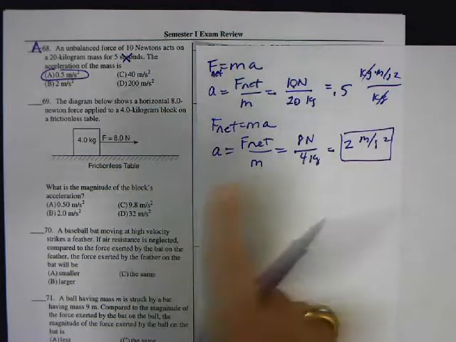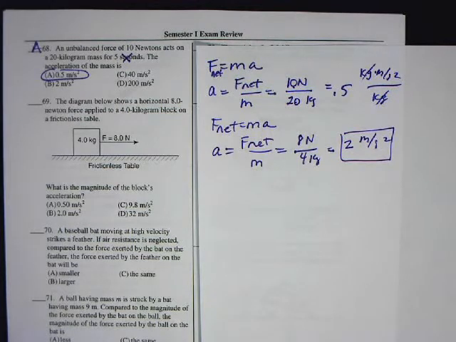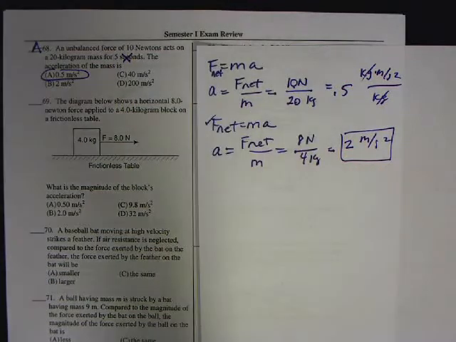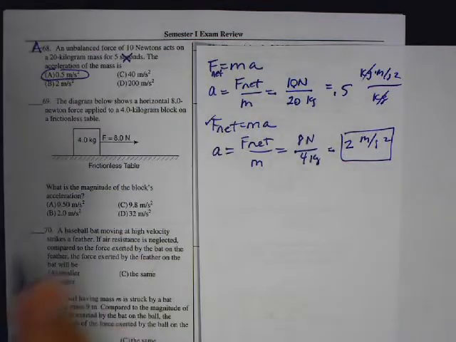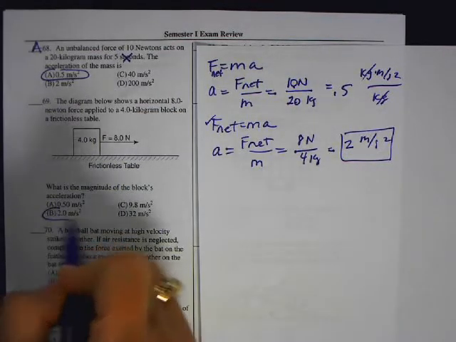Now, a lot of you would just do this in your head. When you do things in your head, that's how you make a mistake. So when you write down your equation, number one, you rearrange the equation to solve for the unknown in terms of the known. So the answer here is 2 meters per second squared.